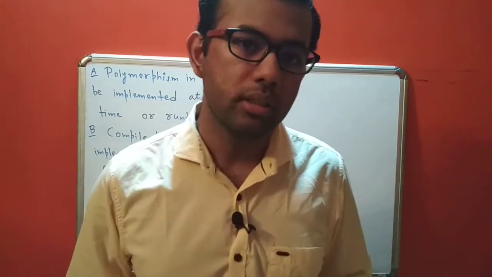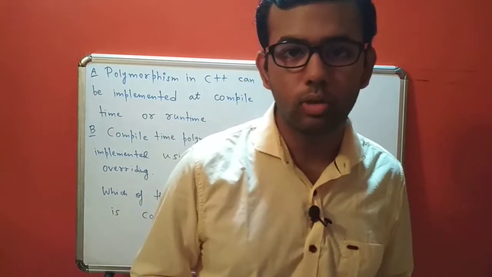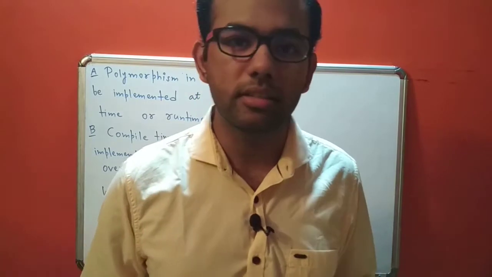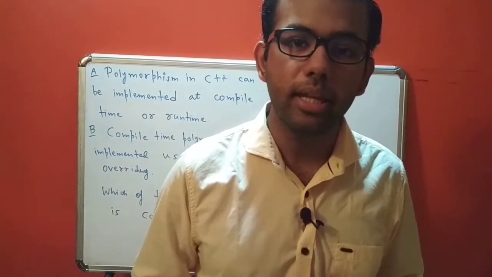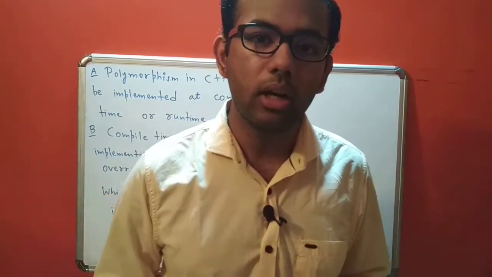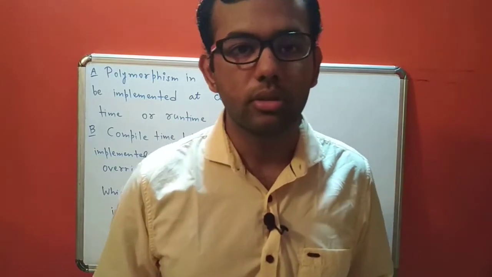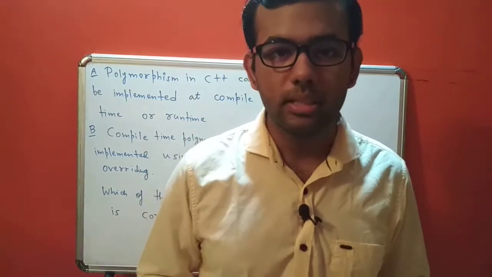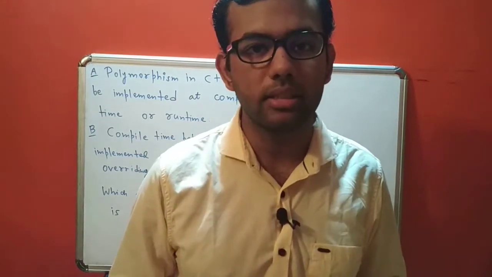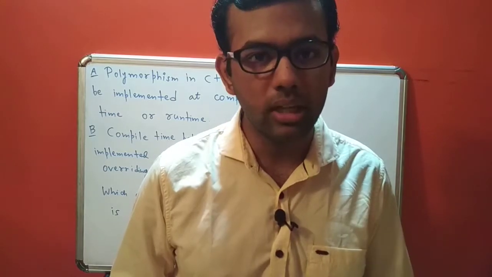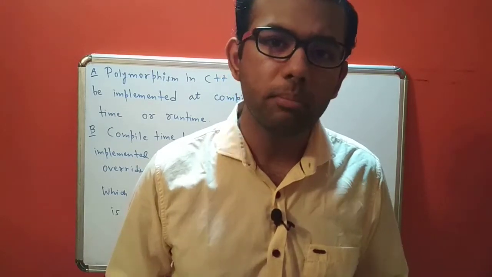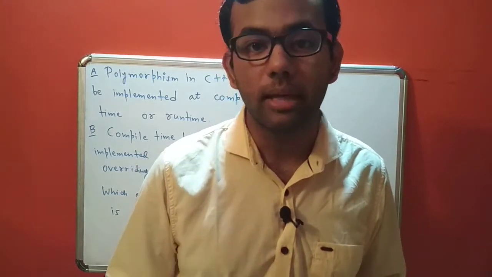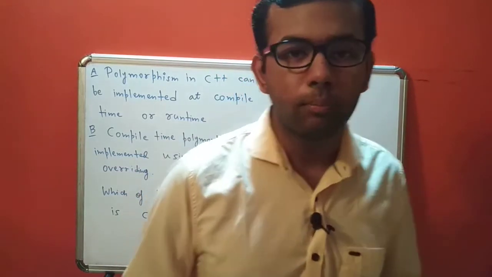Me, the same person, is a son to my mother. I am also a brother to my sister. So I am one person playing multiple roles depending on multiple scenarios. So as and when the time changes, my role also changes. Similarly, in polymorphism, we have one programming entity taking multiple forms or multiple functionalities depending on the type of situation.